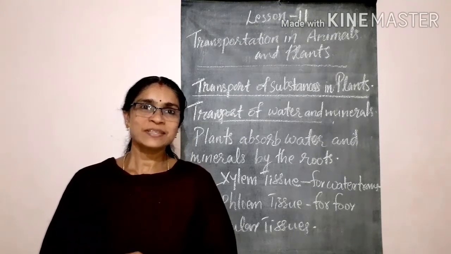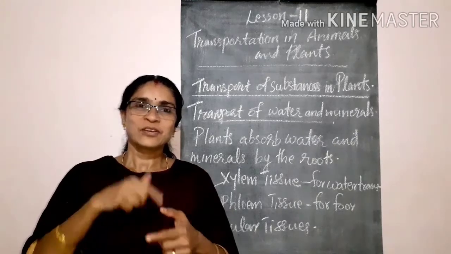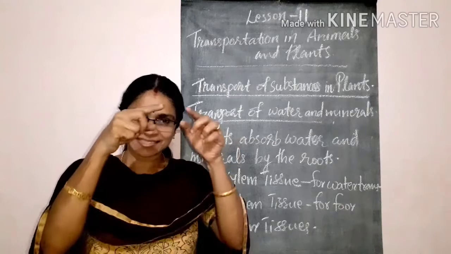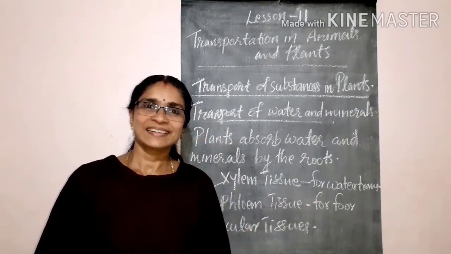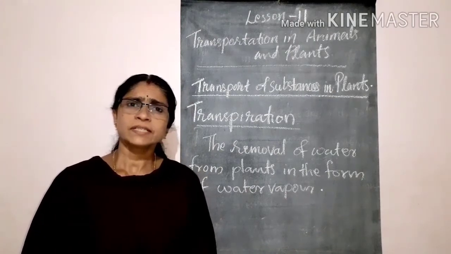Water from roots moves upwards. At the same time, food prepared by the leaves from the upper part of the plant reaches other parts, a downwards movement. Okay, children, Pooja has one doubt.